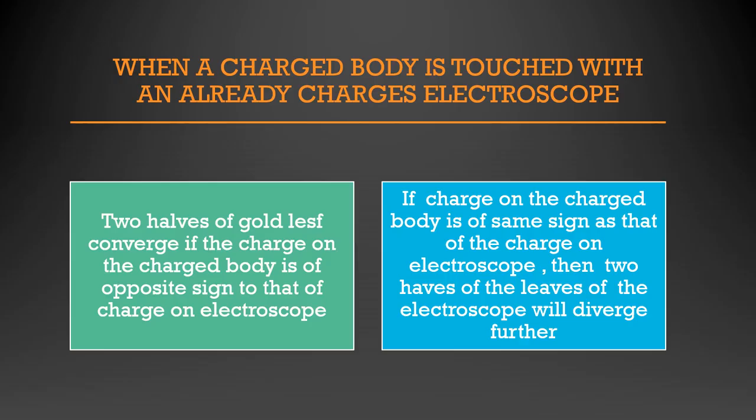Next, we can also use a gold leaf electroscope in another way. When a charged body is touched with an already charged electroscope, then the two halves of the gold leaf converge if the charge on the charged body is of opposite sign to that of the charge on the electroscope. Otherwise, if the charge on the charged body is of the same sign as that of the charge on the electroscope, then the two halves of the leaf of the electroscope will diverge further.